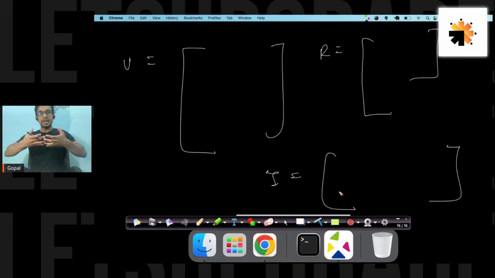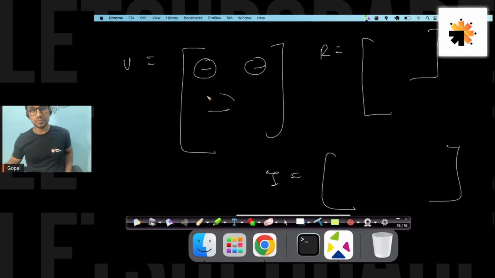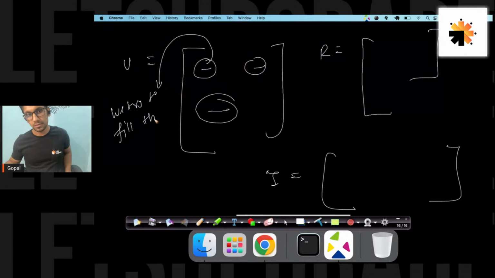Okay, and these matrices are somewhat sparse matrices. Sparse matrices are when we have a lot of zero values, when we don't have any values to be filled here. These are your sparse matrices. So what we try to do is fill these values.